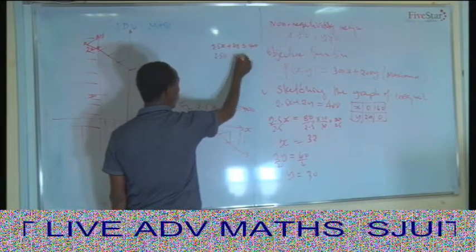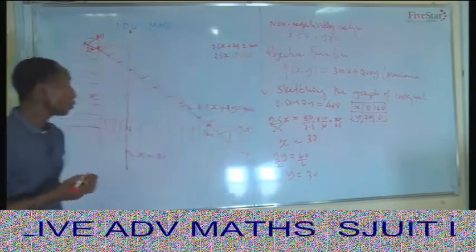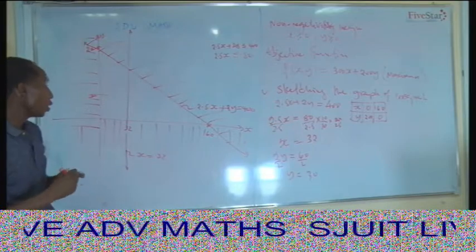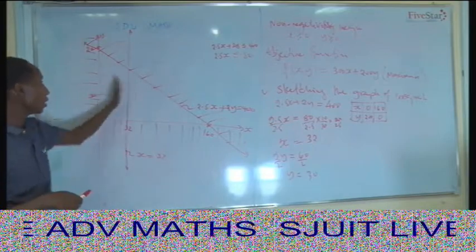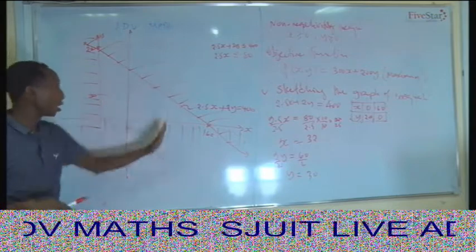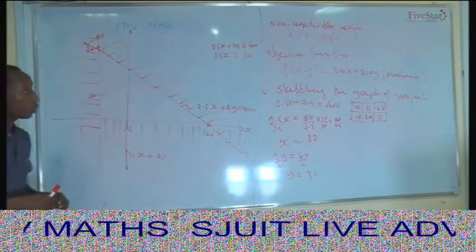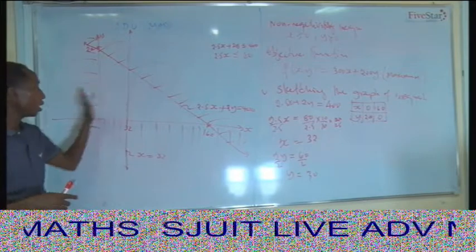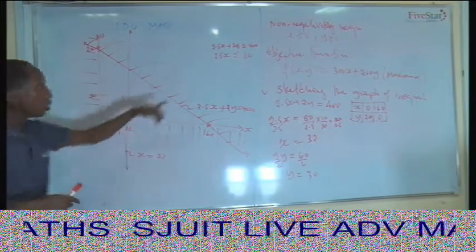This is less or equal to 8. So of course we need to check which part of this inequality, because we now have the left part and the right part of this line, x equals 32. We need to check which part for sure satisfies this inequality.